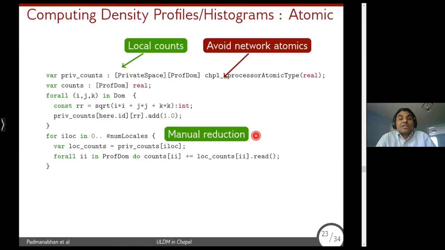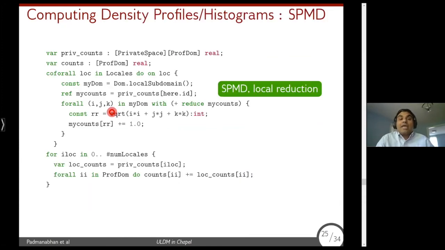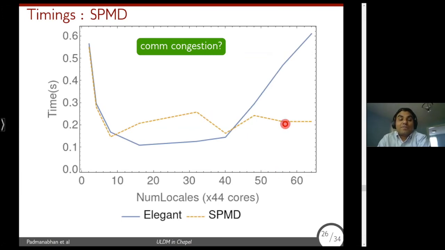So we looked at various ways we could make this a little bit more complicated, getting more and more Baroque out here. I'm comparing this with an atomic version of the world. The atomic contention hurt us in the early low locale counts out here. We had versions of the code where we were looking at an SPMD-like local reduction, and that worked pretty well for what we were doing. And you see good performance out here.